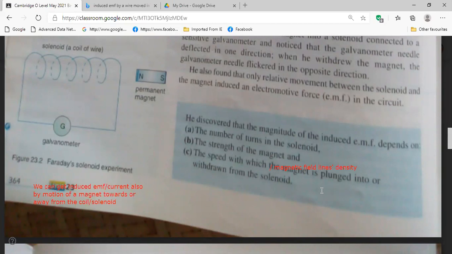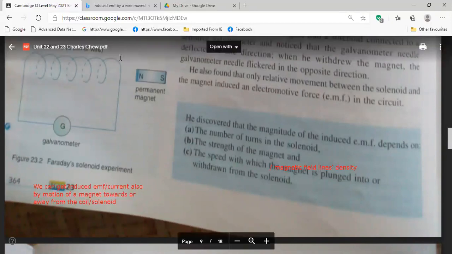Yes, sir. So if this magnet is taken towards the solenoid, you will get the deflection one side, and if the magnet is taken away from the solenoid, then you will get deflection in the opposite side. Is it clear to you? Yes, sir.